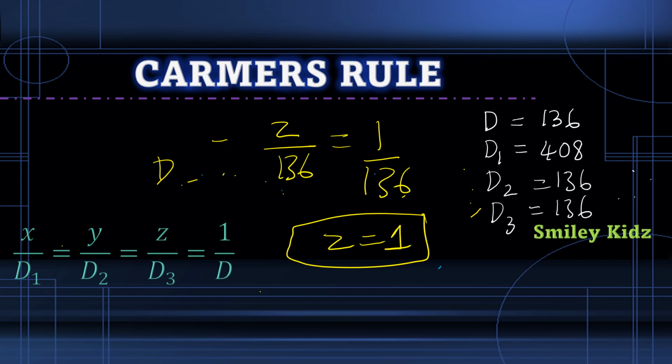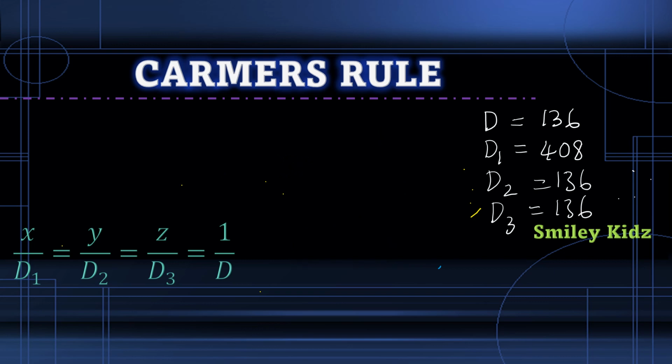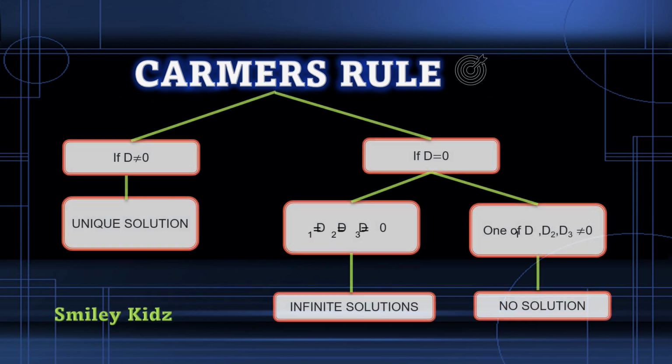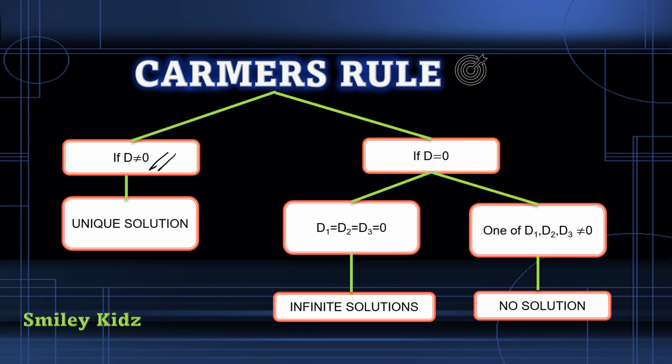Now, what are the values of X, Y, Z that we have found through the determinant method or Cramer's rule? Well, X is equal to 3, Y is equal to 1, and Z is equal to 1. In this manner, you find out the values of variables using Cramer's rule. Here are the properties of Cramer's rule, where if D is not equal to 0, then there will be an unique solution. As we have seen in the previous example, D was not equal to 0. So we had a unique solution.